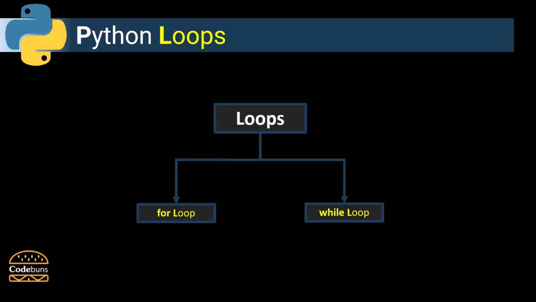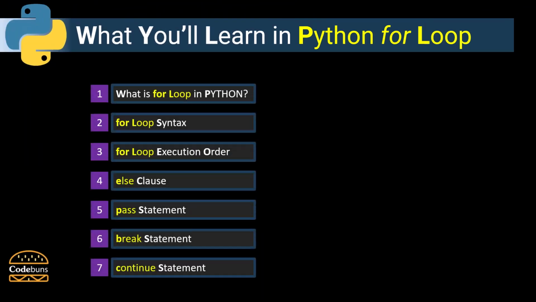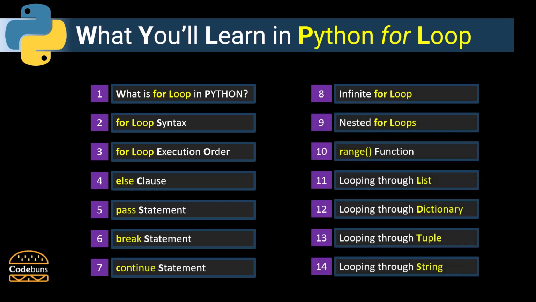Python provides two types of loops, for loop and while loop. In this step-by-step walkthrough, you will cover these 14 important topics of Python for loop with the help of slides and code examples. If you watch all these short videos, you won't need any other video on these topics again. I hope you will watch this video till the end.